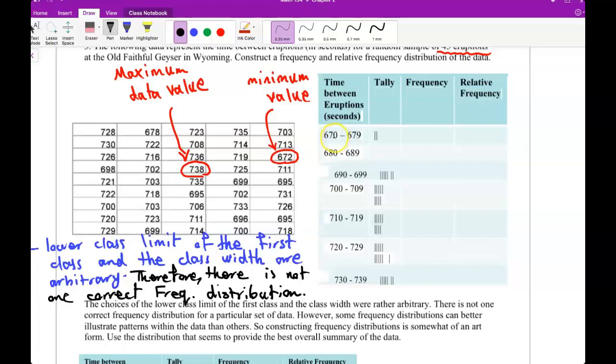What we choose is what the first lower limit is, and also what we want for class width. We decided to have class width equal to 10. That's why on the first column we have 670, then after that 680, 690, 700. So we add 10 to each one to build the lower limit of each class. Here the class width is 10.